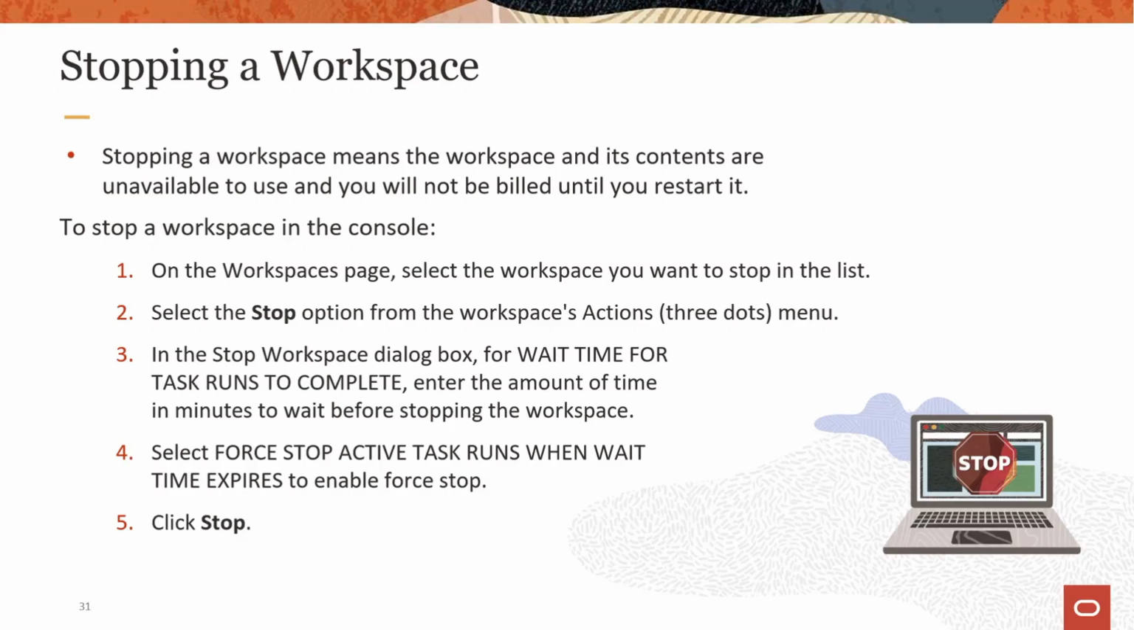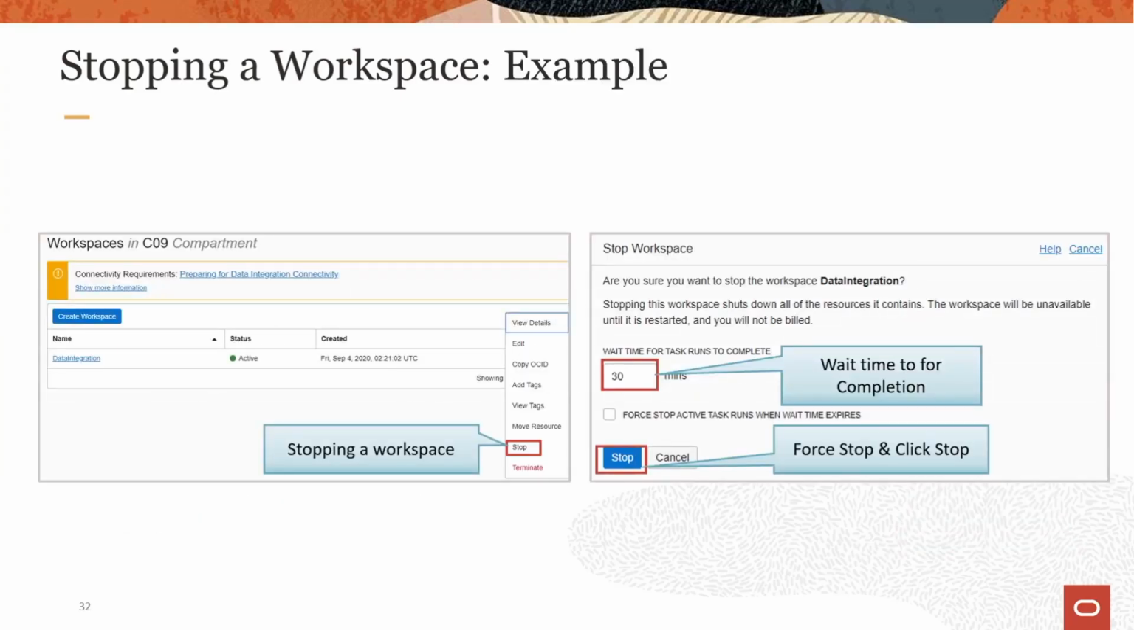Then click Stop. Don't forget that force stopping an active task run could result in data inconsistencies in the target data entity. If force stop is not selected, Data Integration attempts to stop the workspace and only active task runs until the wait time expires. If there are still active task runs when the wait time expires, the workspace remains active. As you see in this example, choose the stop option, then enter the wait time in minutes and click stop.